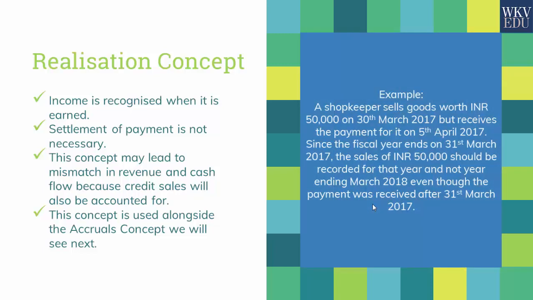A shopkeeper sells goods worth 50,000 rupees on 30th March 2017 but receives the payment for it on 5th April 2017. Since the fiscal year ends on 31st March 2017, the sales of INR 50,000 should be recorded for that year only and not the year ending March 2018, even though the payment was received after 31st March 2017. So you will record it in the financial year ending 31st March 2017, showing that a sale of 50,000 was made, irrespective of the fact that the cash was settled after that date.